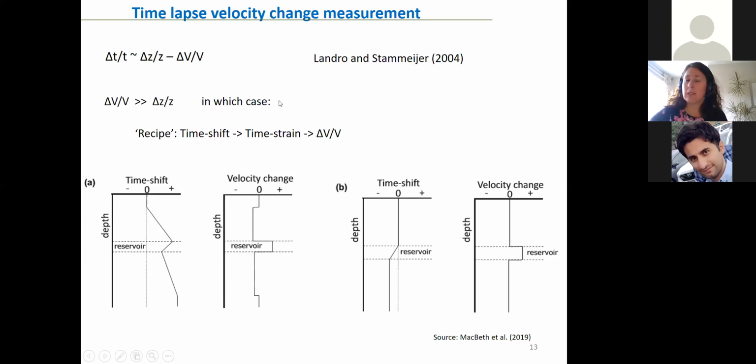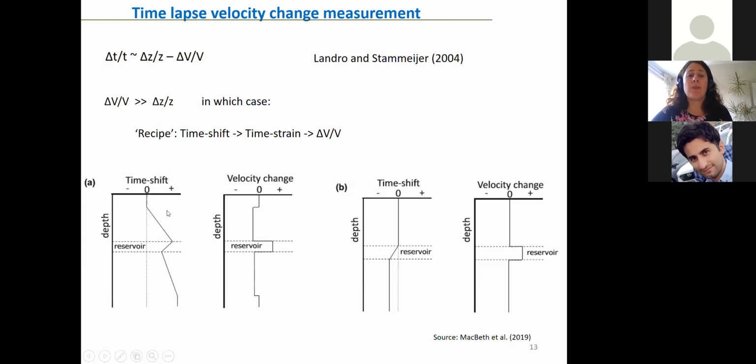Okay, so schematically, let's see what this means. So here is an example where we have a geomechanically active reservoir. You know, the overburden is extending, so the time shift is positive, which means that you have a slowdown in the overburden, speed up in the reservoir, and again, a slowdown in the underburden.